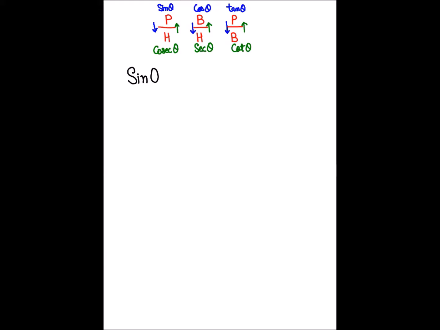Now if you see the blue color arrows, sine theta is the ratio of perpendicular and hypotenuse. You don't have to remember, just remember the mantra and then you will be able to find out the ratios. Similarly for cos theta it is base upon hypotenuse, b upon h, and for tan theta it is p upon b. From this mantra you can also find that if you divide sine theta by cos theta, p upon h divided by b upon h, you will get p upon b.